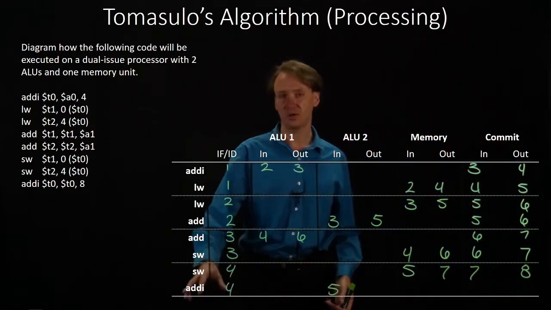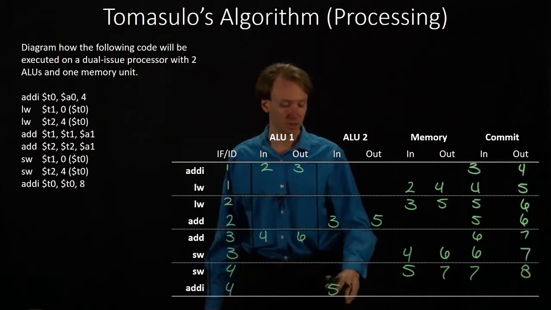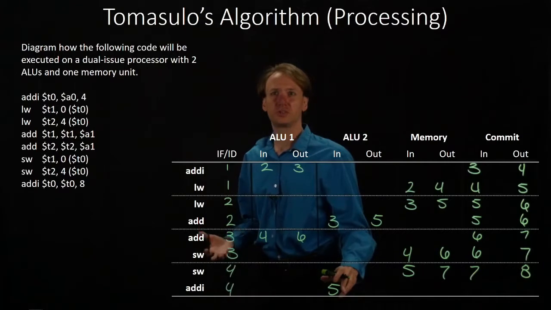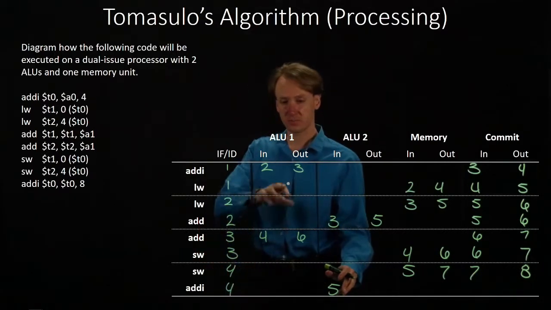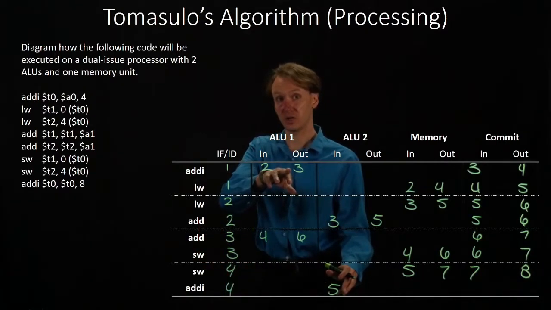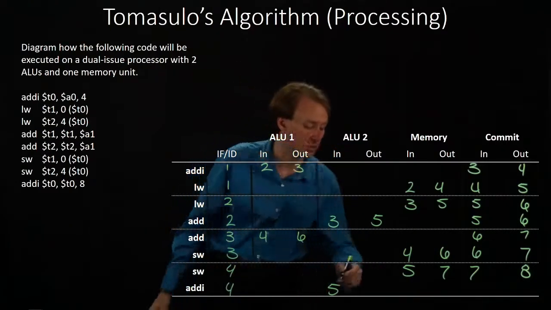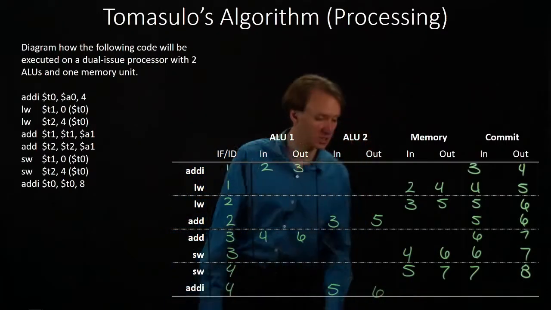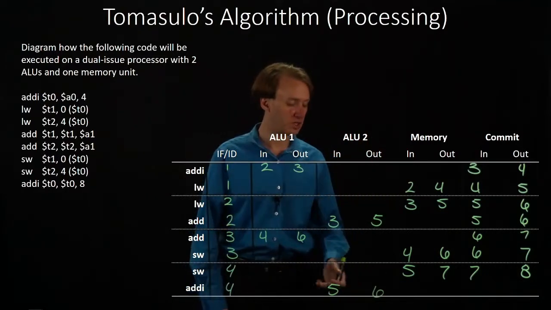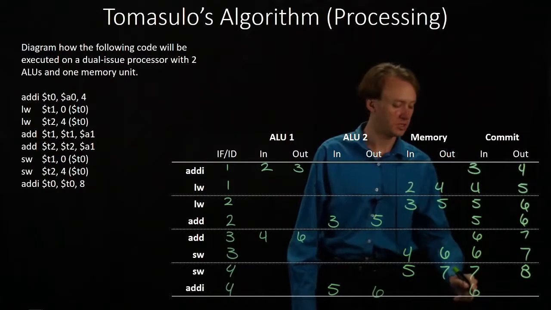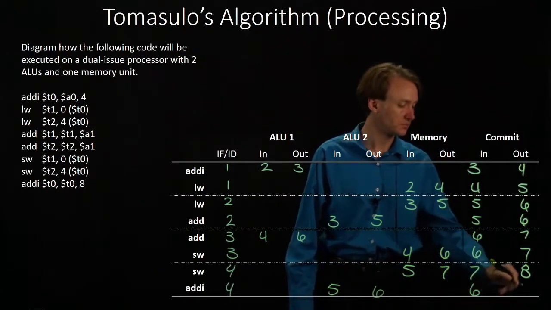Then we just have the add immediate instruction. It reaches our ALU in cycle 5, and we're going to use T0. T0 was updated way back here in cycle 3, so we can definitely just pull it out of a register and use it immediately. We can update that in cycle 6. Our ALU is free in that cycle, so it would reach the commit unit in cycle 6.